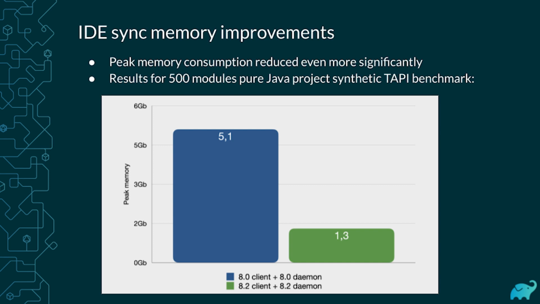Here you can see results gathered for a pure Java project, but outside of a real IDE. This is done with a synthetic Tooling API client, and this is measuring peak memory consumption of Tooling API overhead in isolation. So here you can see that the reduction is dramatic. So you can expect more memory improvements in 8.3 as well.